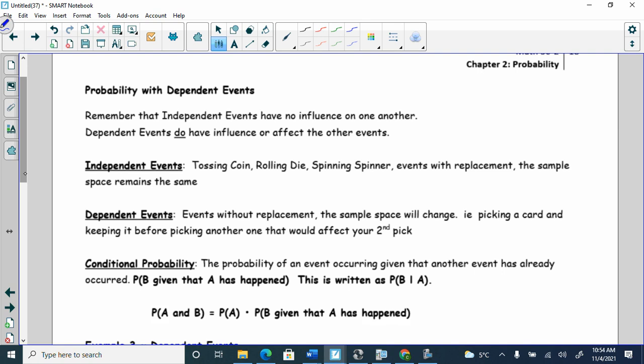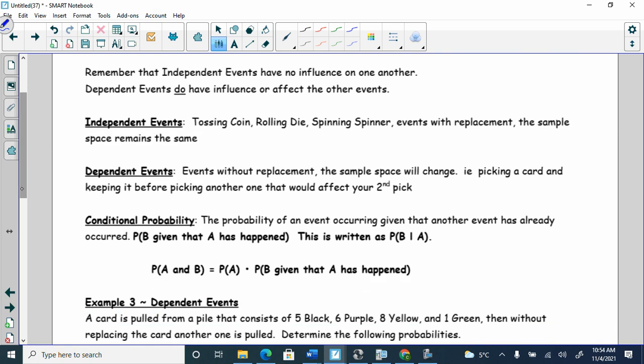Dependent events do have influence or effect on the other events. Independent events: tossing a coin, rolling a die, spinning a spinner. Events with replacement, the sample space remains the same. That means your total stays the same, because if you take it out, you put it back. Dependent events, events without replacement, the sample space will change, your total will change. So instead of having 52 cards, if I hold one, I'm now going to have 51 cards. It's going to change the whole total. Picking a card and keeping it before picking another card would affect your second pick.